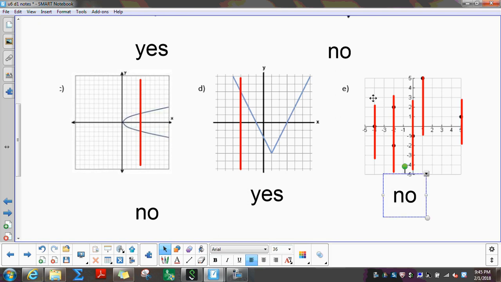The reason we're doing vertical lines is because those vertical lines represent x values. If I wrote these out as ordered pairs, I'd have two ordered pairs that have the same x value, but different y's. One would have a positive 2, one would have a negative 2. And that's not okay. But they'd both have an x value of negative 2. So that's why it's not a function. That's why we use the vertical line test.